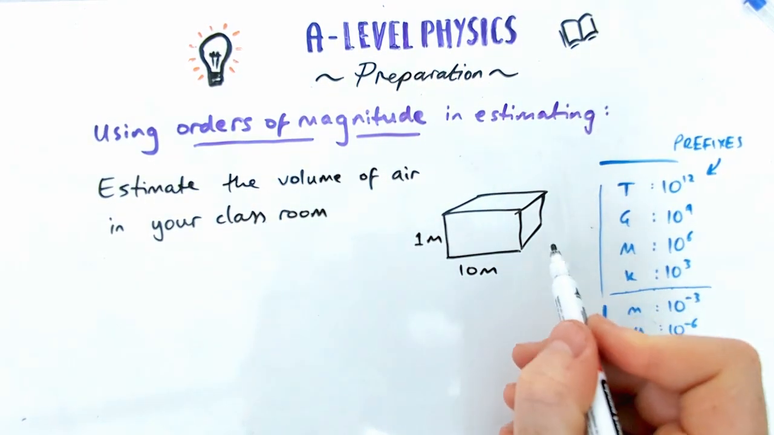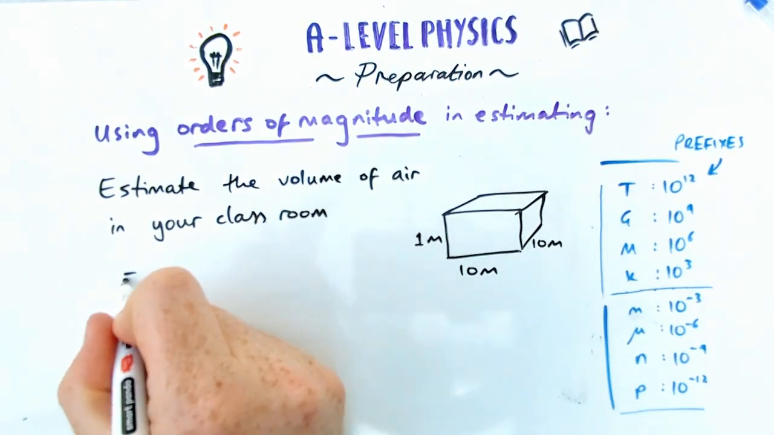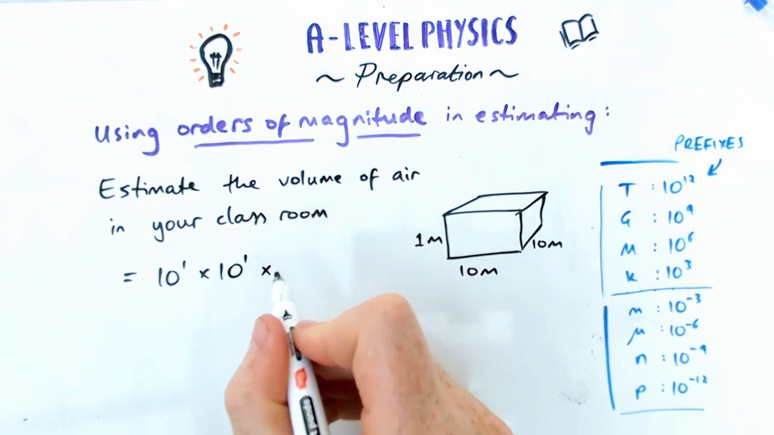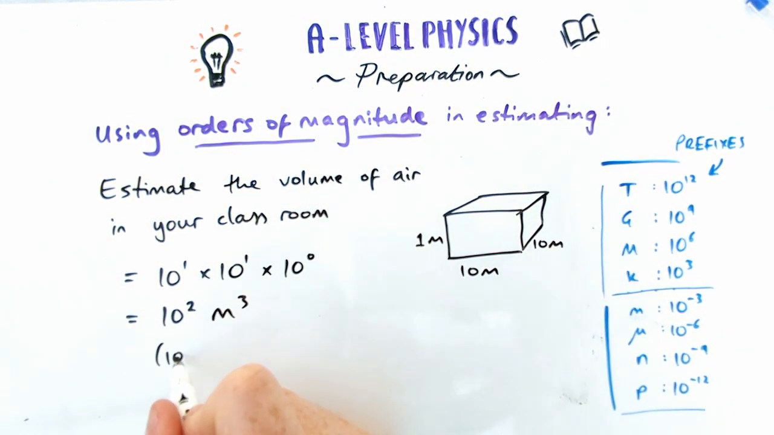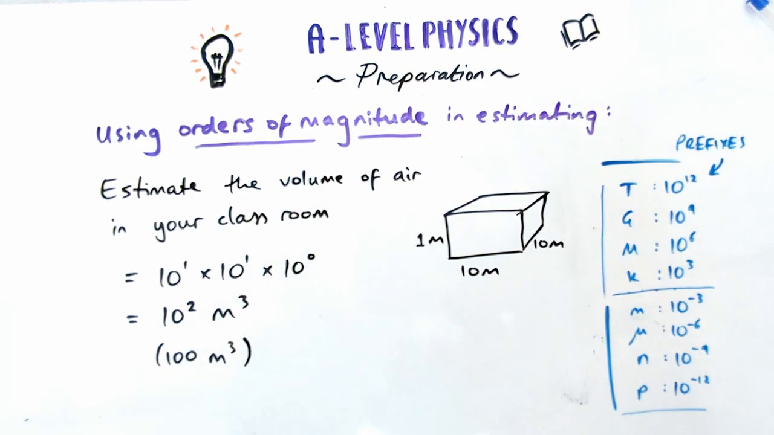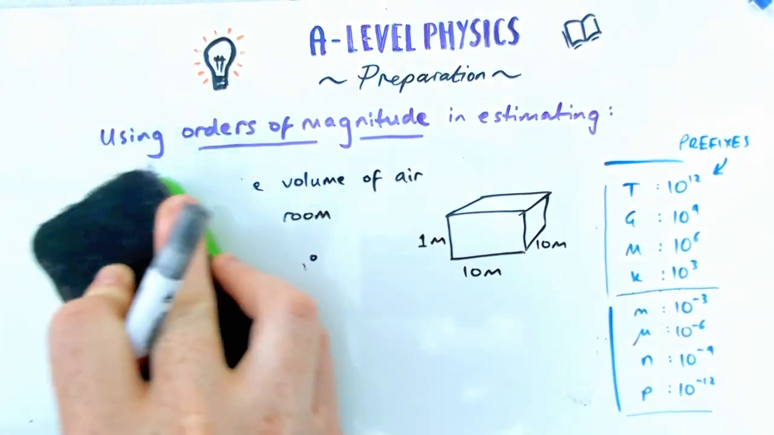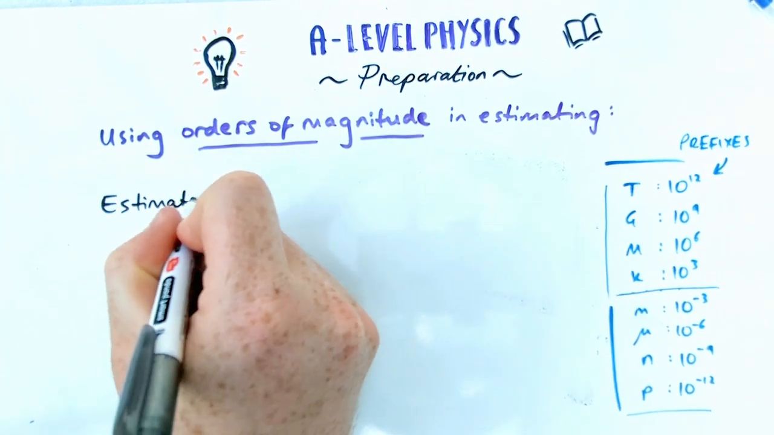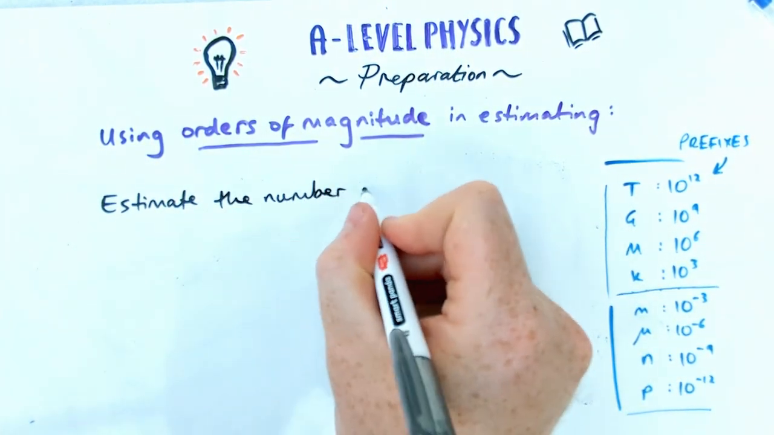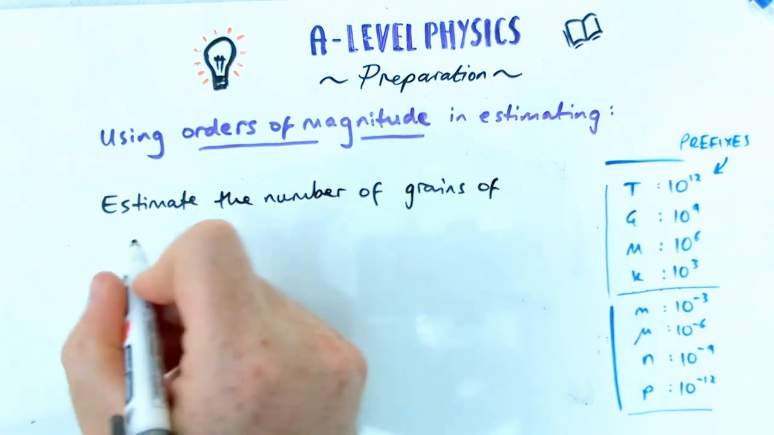But just making some order of magnitude estimates. It's probably going to be a couple of meters tall, but let's say a meter just to keep the maths easy. About 10 meters wide, about 10 meters long, roughly, kind of 10 big paces. So volume, times them all together, gives us a value of roughly 100 meters cubed, or 10 to the power 2. Next, let's have a look at the number of grains of sand.